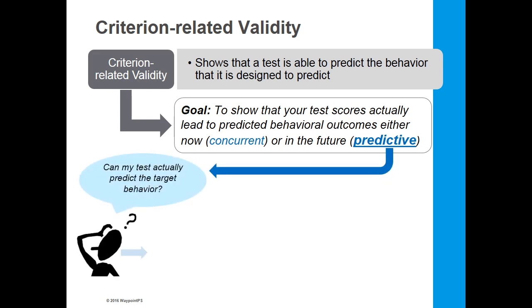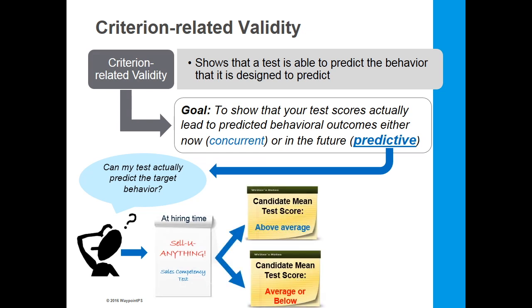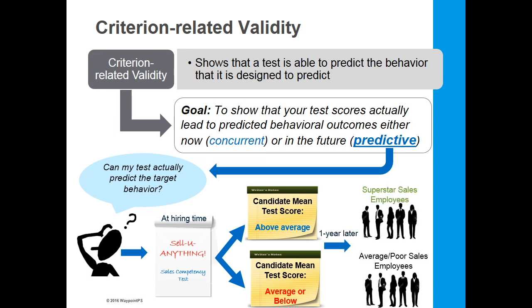Going back to the same example with the Sell You Anything assessment, what we would do is, for incoming candidates for a position in the sales organization, we would administer the assessment to all the candidates. And with those candidates, we would hopefully have scores distributed across a wide range. Let's assume all those candidates were hired. A year later, we would look at their performance evaluations to see if the test scores correspond to them, 6 months or a year later.